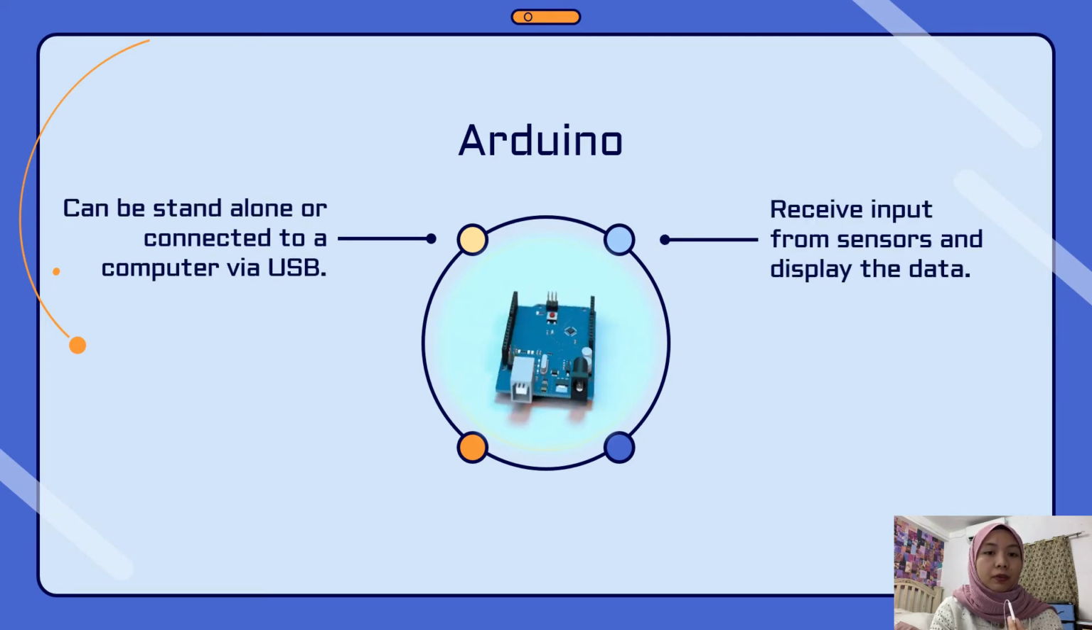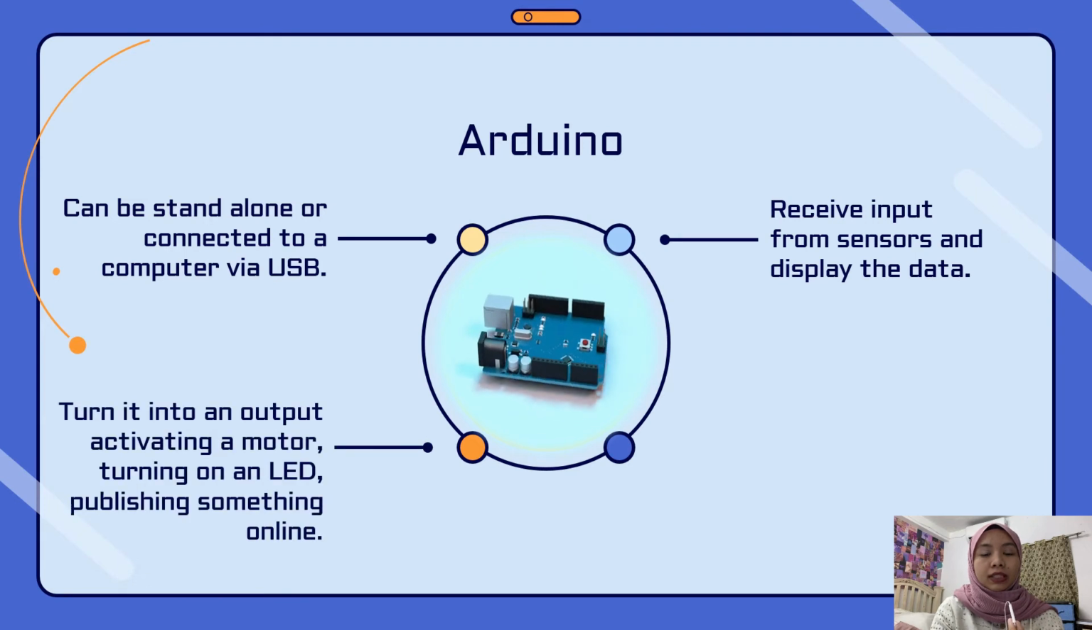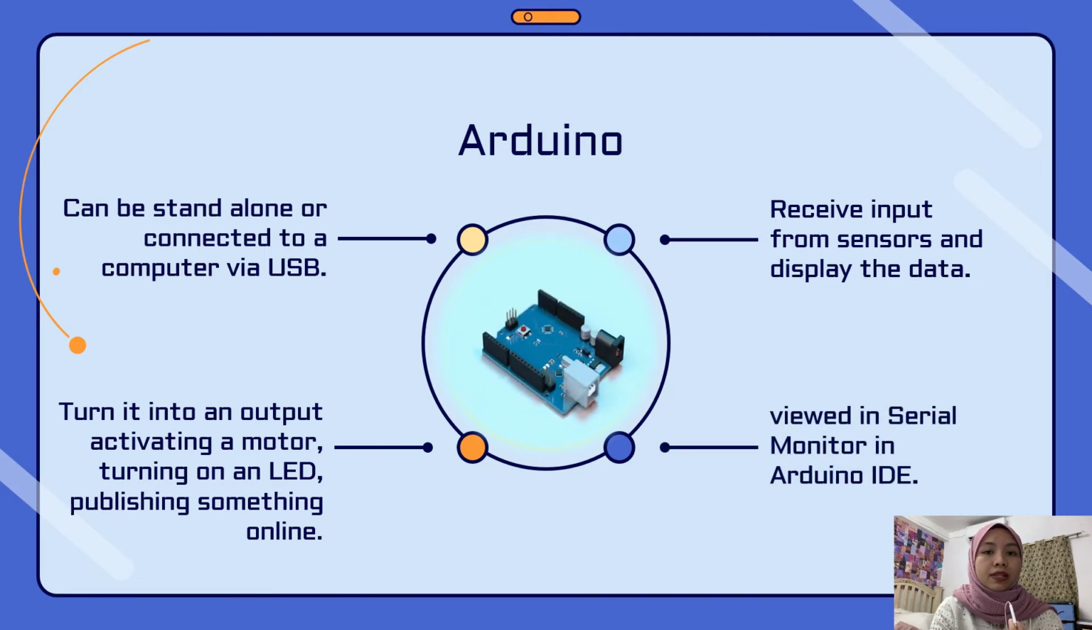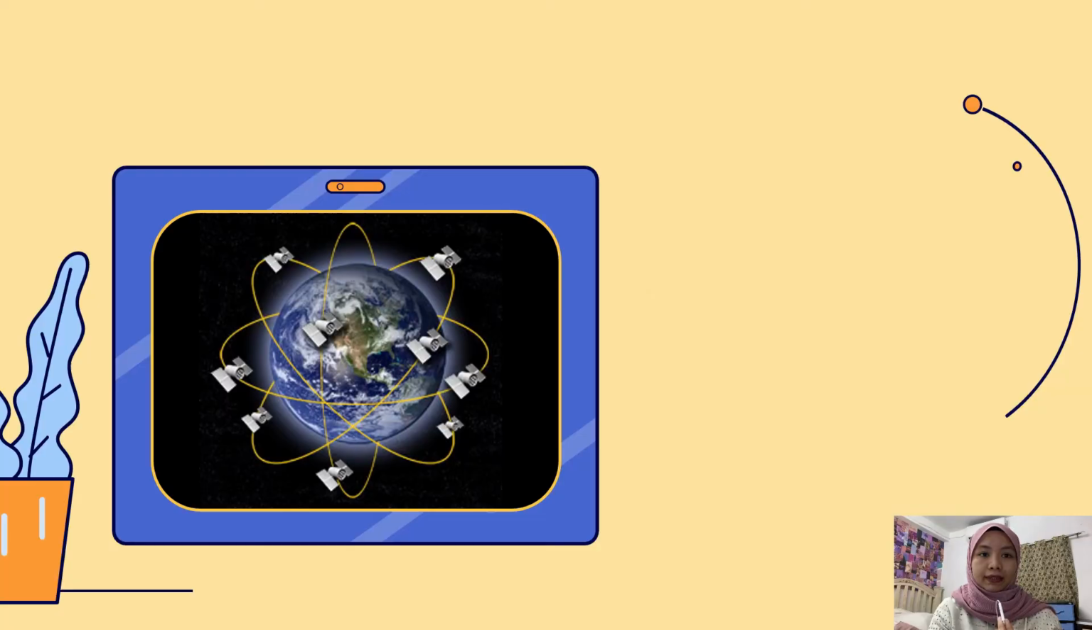Arduino boards are able to read input sensors such as light on a sensor, finger on a button, and turn it into output. Output can be actuated, such as activating a motor, turning on LED light, and even publishing something online. The data rate can be viewed in serial monitor in the Arduino IDE.